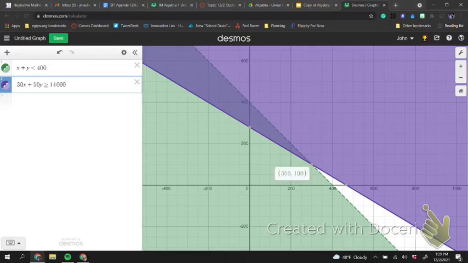So let's look here. Where the green and the purple cross would be in this region right here. This region right here, right? Now, if we landed on this line, does it work? No, because this line would be 400 people. And we can't have 400 people. We have to have less than 400.